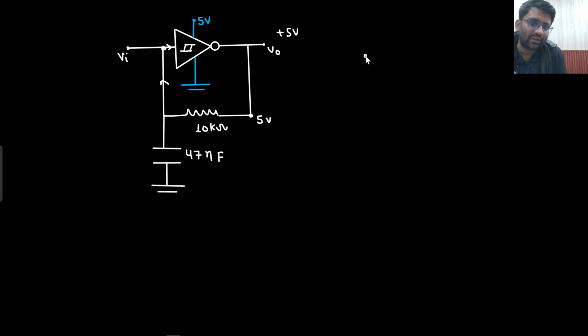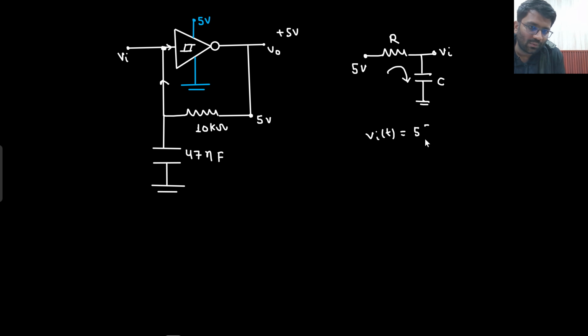The scenario is you are having 5 volt here. This is resistance R and this is C. So now this 5 volt will charge this capacitor C. How will it be charging? Let's call this your input, V in, input only. So your V in T would be nothing but 5 into this equation. You need to know how you can write down this particular equation.